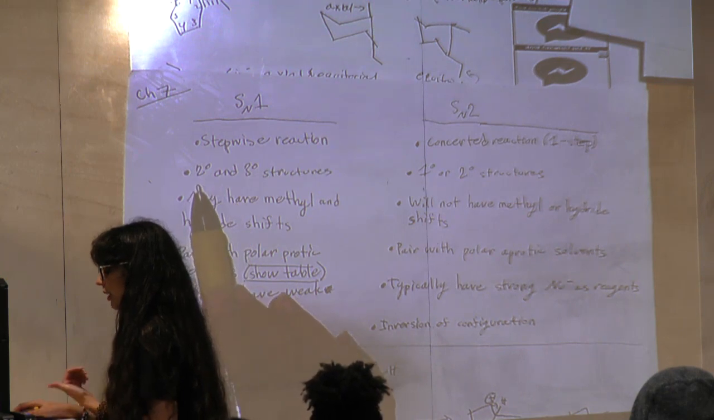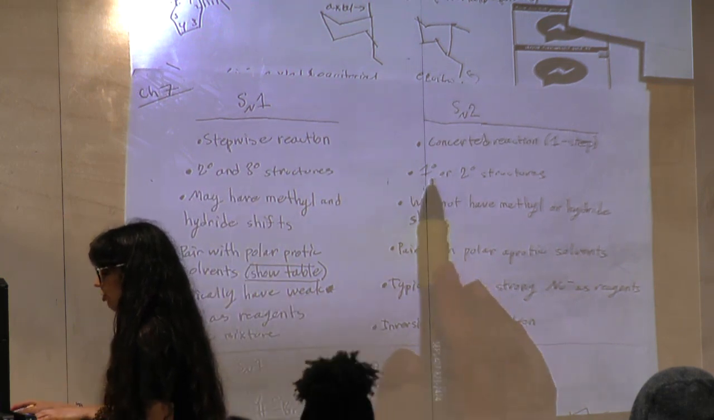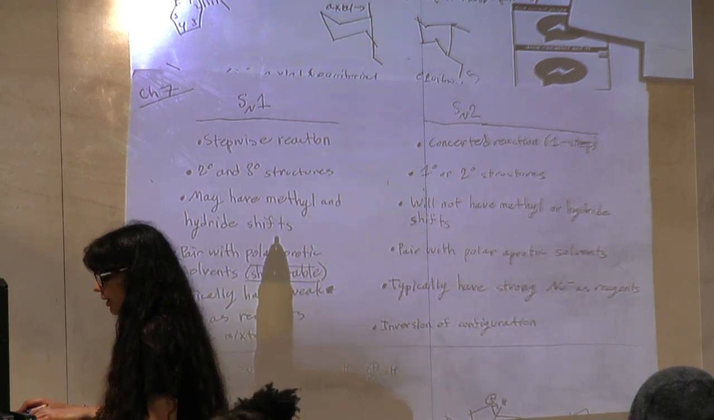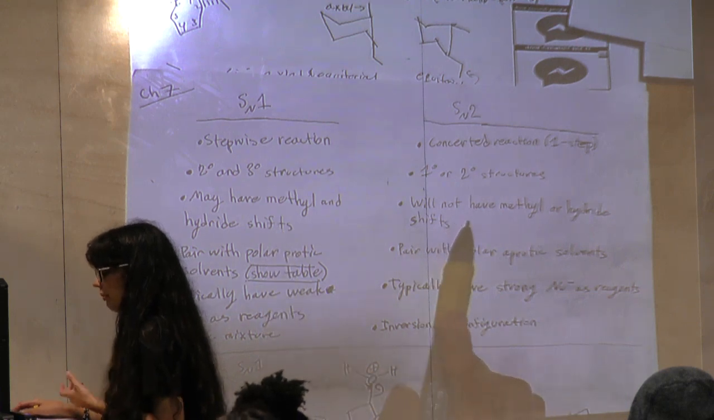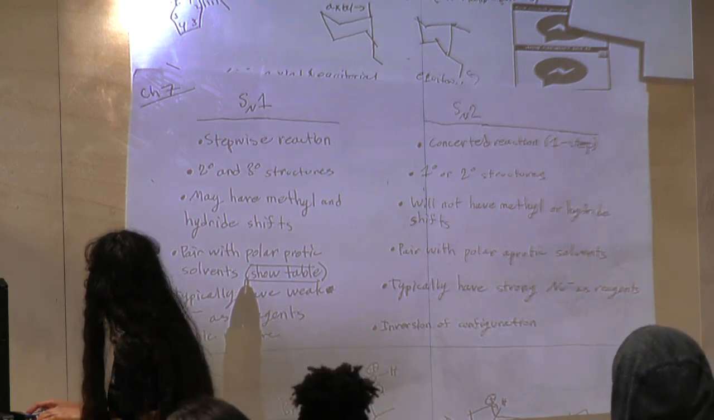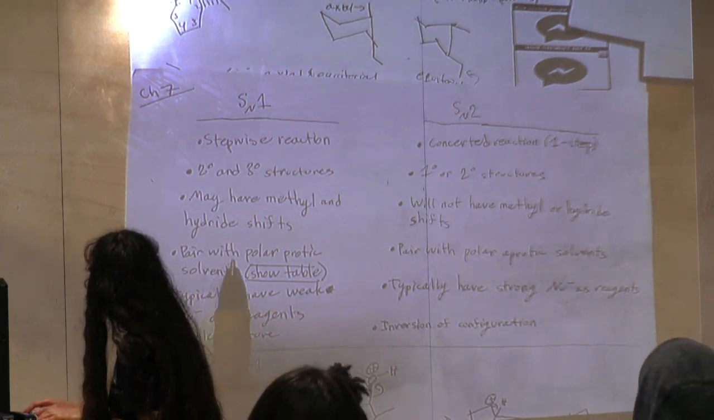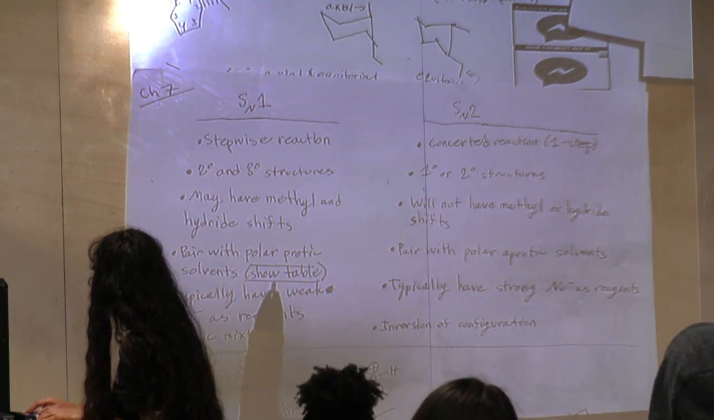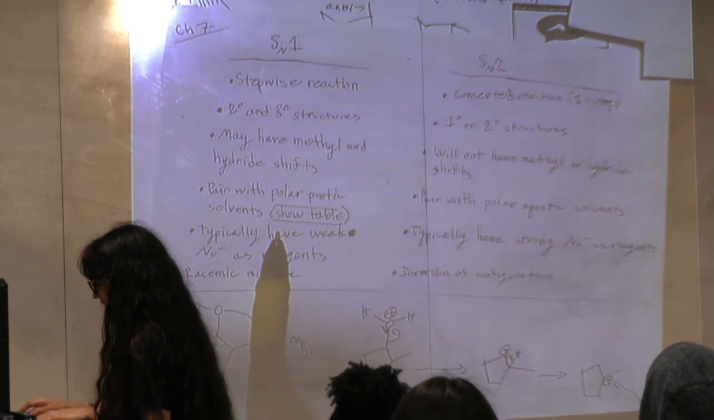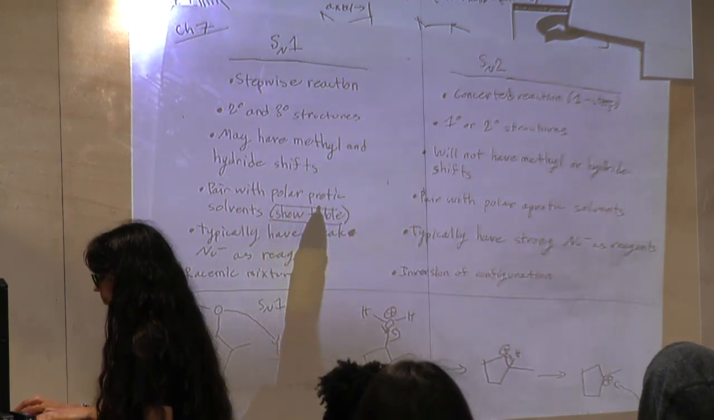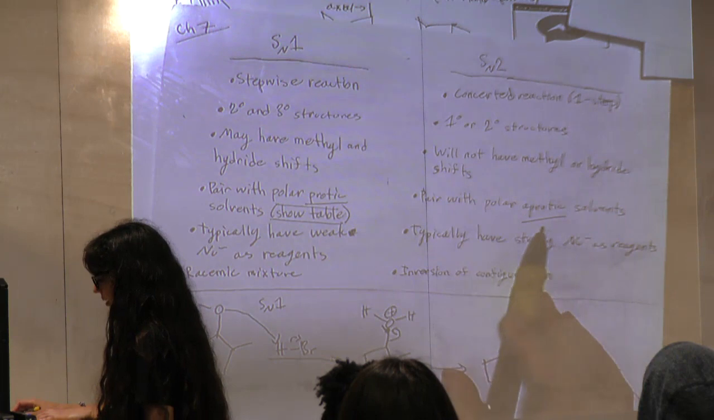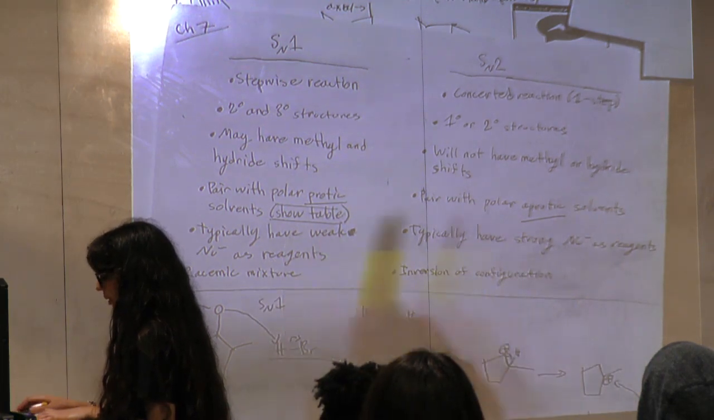SN1 only occurs on secondary or tertiary structures, whereas SN2 only occurs on primary or secondary. SN1, you can have methyl or hydride shifts, whereas SN2, you don't have time for methyl or hydride shifts. It just all happens in one step. SN1 could be paired with a polar protic solvent. I have another table for that too, so it's kind of getting like table within table within table, but they should be kind of helpful. But yeah, SN1 is with polar protic solvents, whereas SN2 is with polar aprotic. And I'll show you that table, so we'll get back to that.